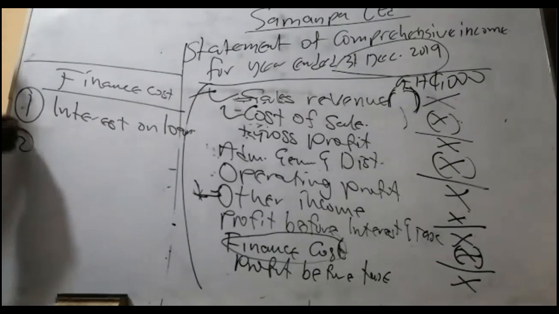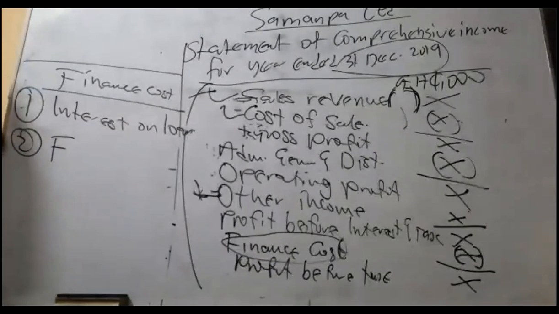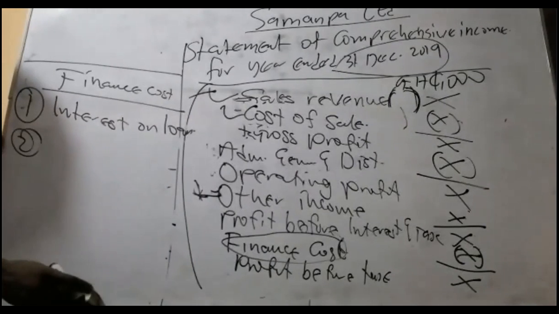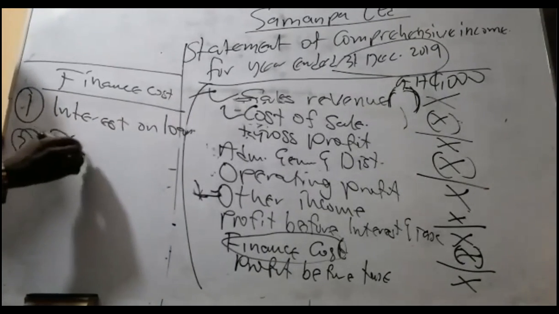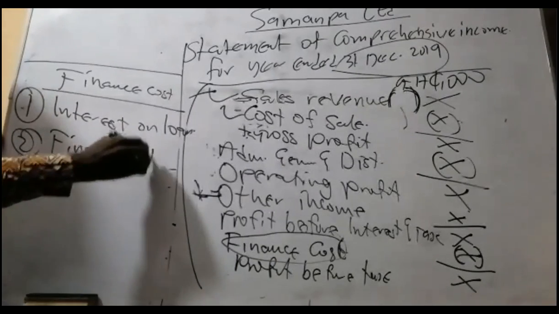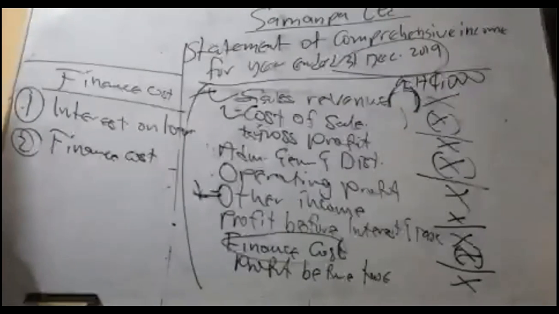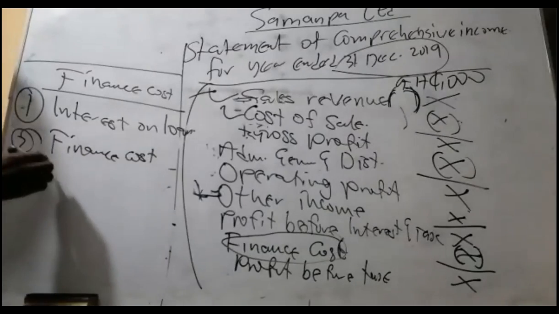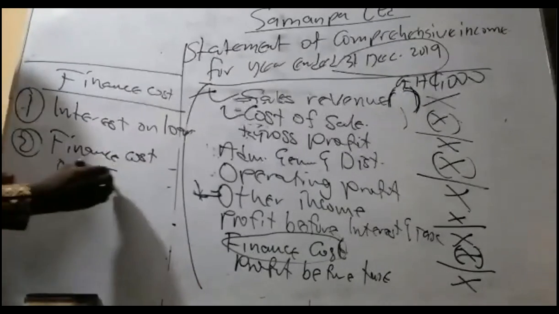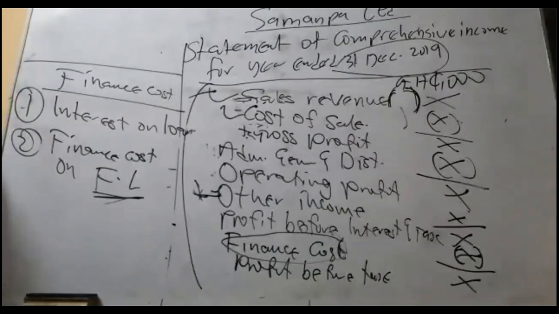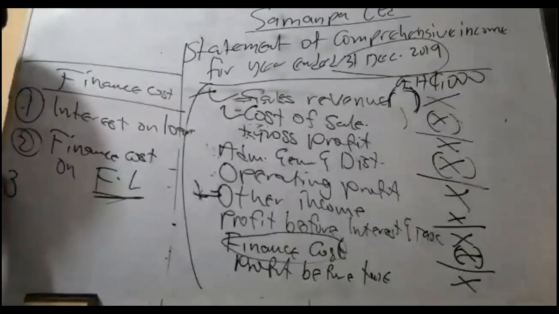And don't forget about financial liability, financial instrument. So the finance cost on financial instruments. That's the effective interest rate section of the amortization of financial instruments. It normally comes to the P&L. So finance cost on the financial liability. That's the effective interest rate, what we did last Wednesday. Good. Three.